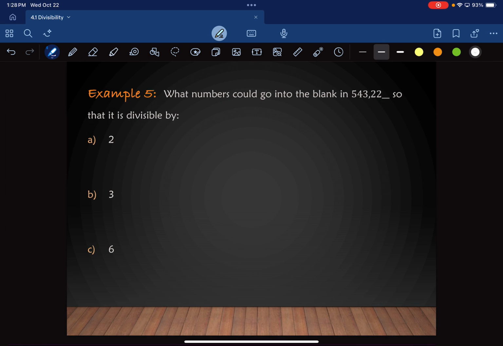So we're going to decide, they've got these fill in the blank kind of problems in your homework, and they say what number could go into the blank so that it makes it divisible in a certain way. So we have the number 543,220 something. I can put anything from 0 to 9 in that last spot, but I want to put in numbers that are divisible in these certain ways. So what numbers, all of them possible, could go in the blank and this number be divisible by 2?